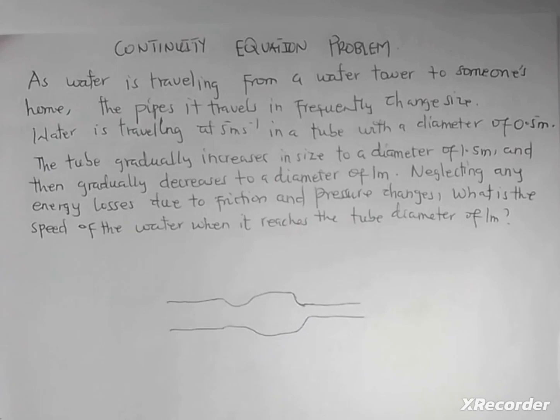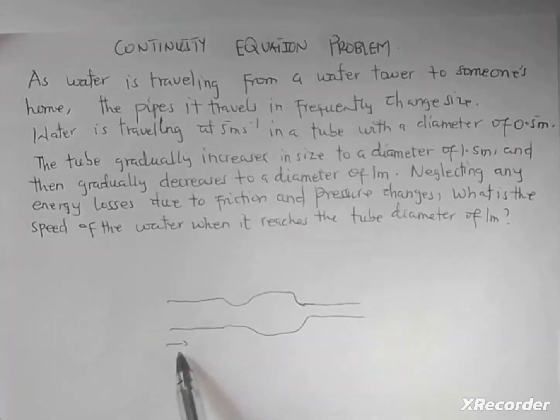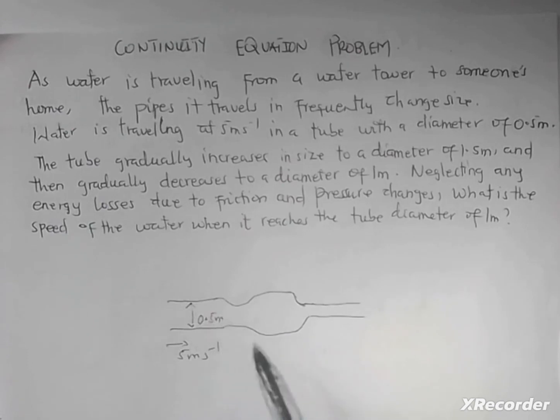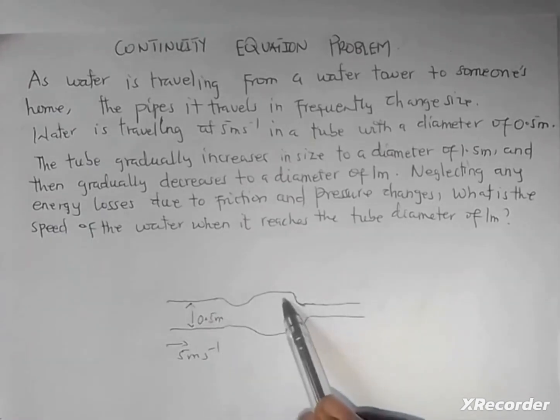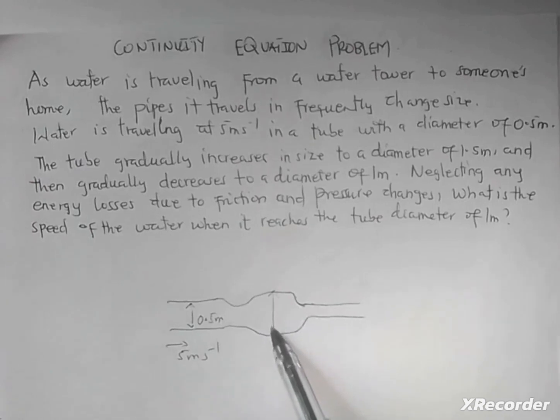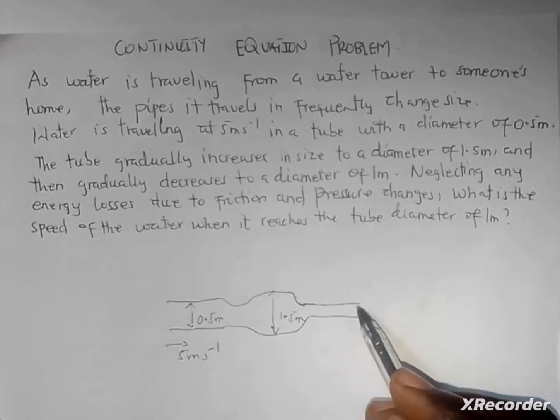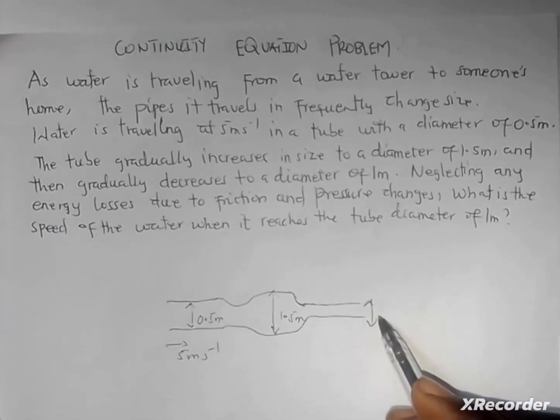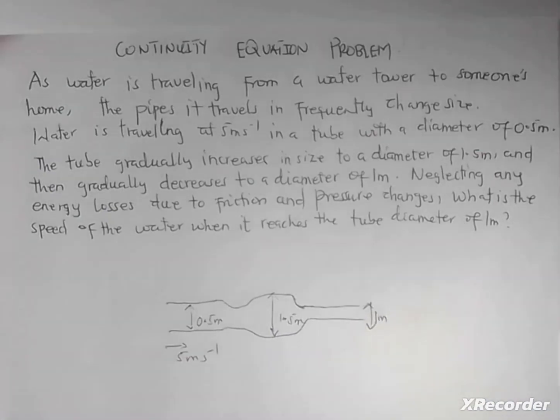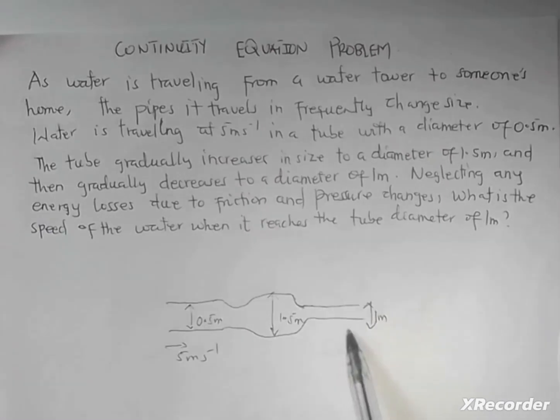So we said the speed of the water initially was 5 meters per second. Then the tube was 0.5 meters. Then we realized that there was an increase to 1.5 meters. Then it was gradually decreased towards 1 meter. We have to find the velocity of the water when it reaches here.